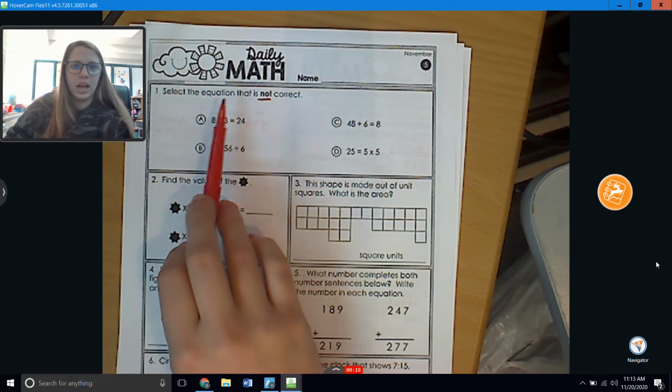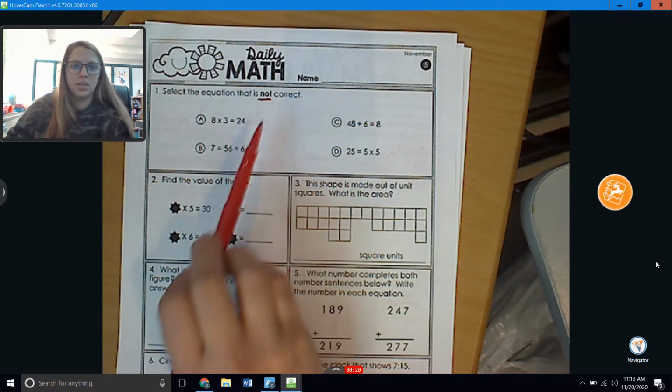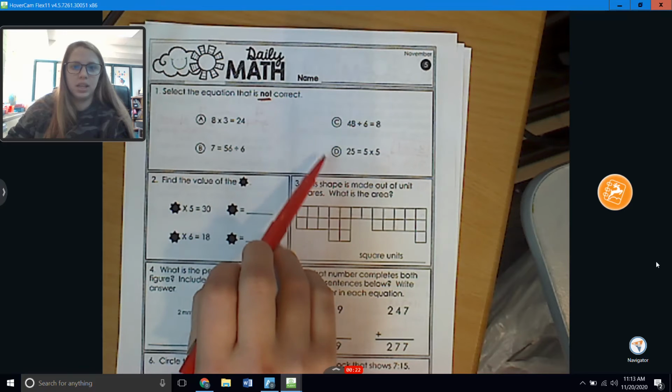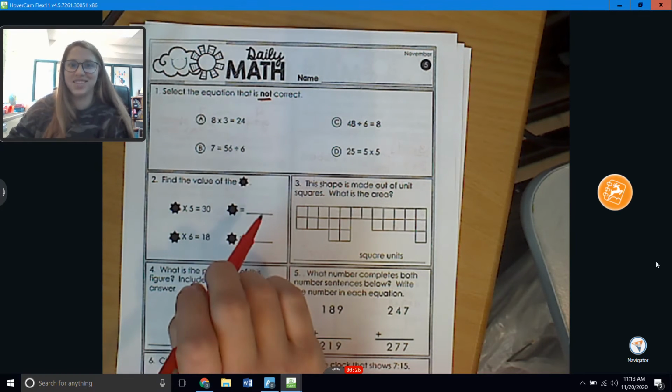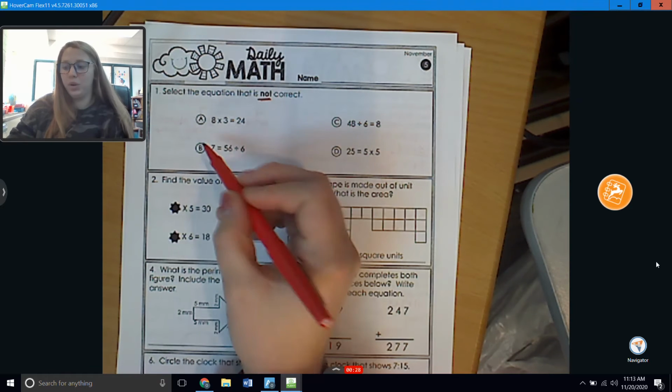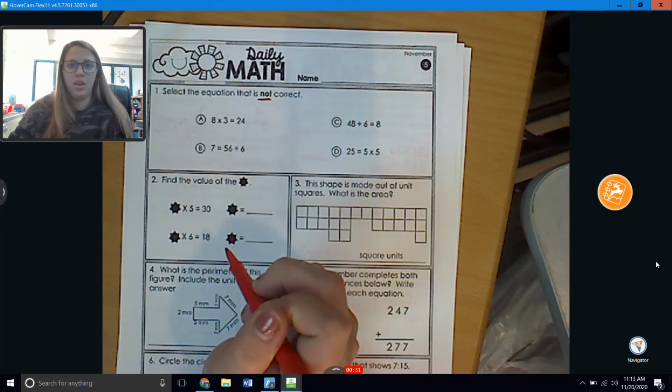Number 1 says select the equation that is not correct. So you are going to look through A, B, C, and D and make sure they are correct. If you find one that does not have the right numbers in it, you will circle that one.